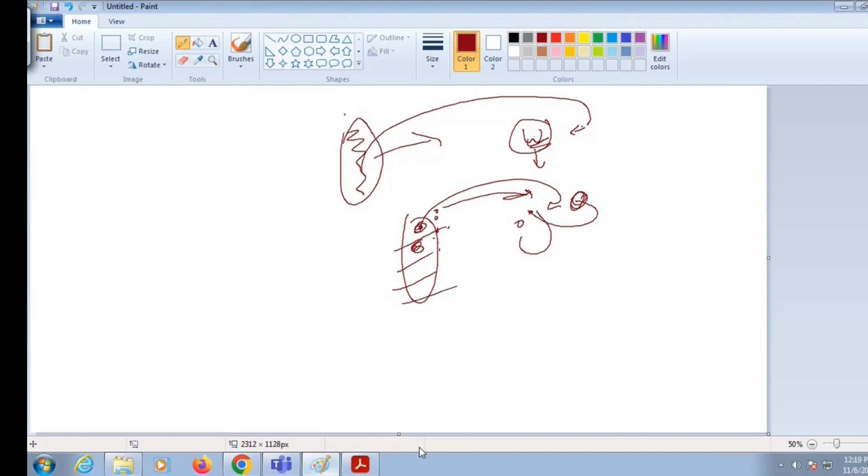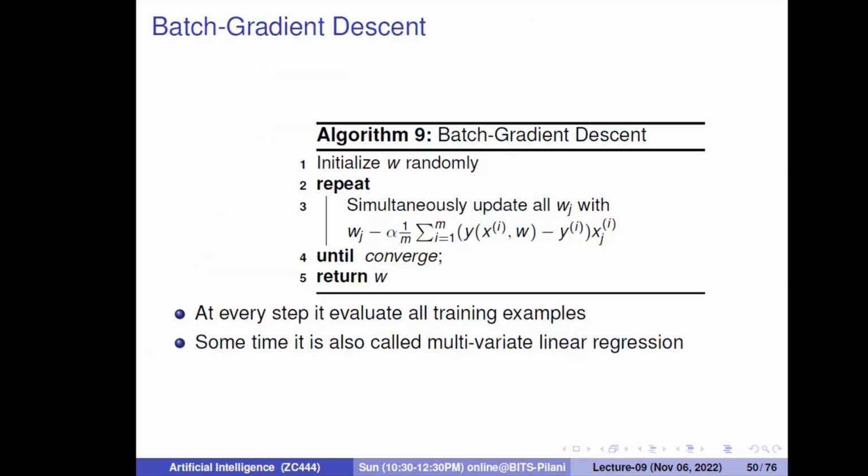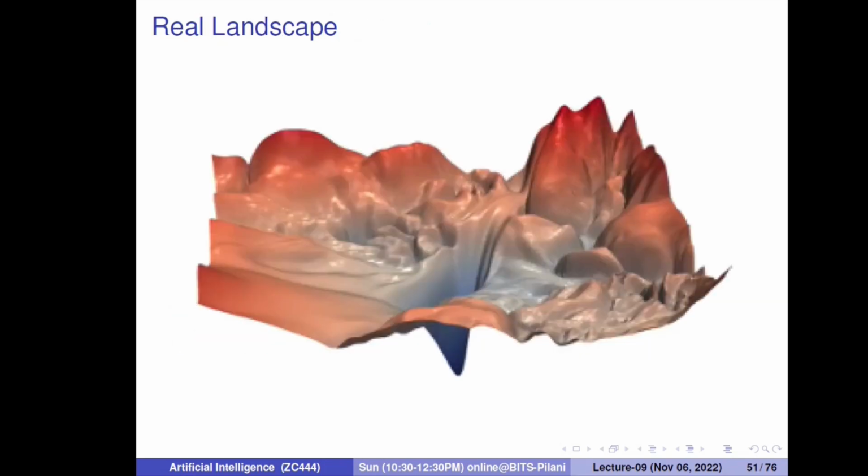All these things are possible, and they have specialized names. When I take 30-40 items at a time, I can say that it is batch gradient descent. And another method is stochastic gradient descent, where for every item I change the weights.